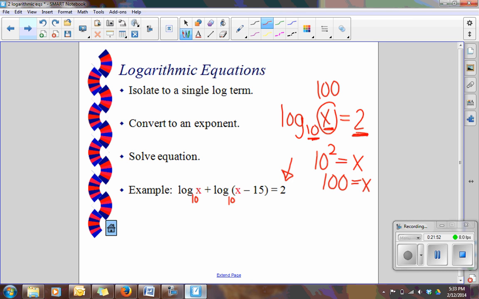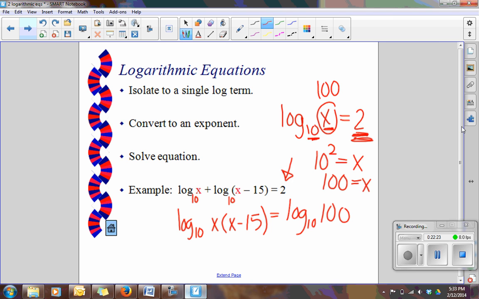I'm just going to write the right side here. I'm going to replace this 2 with log base 10 of 100, because that is equal to 2. On the right side, remember, when we're adding logs with the same base, we can combine them into one log with multiplication. So log base 10 of x times x minus 15.